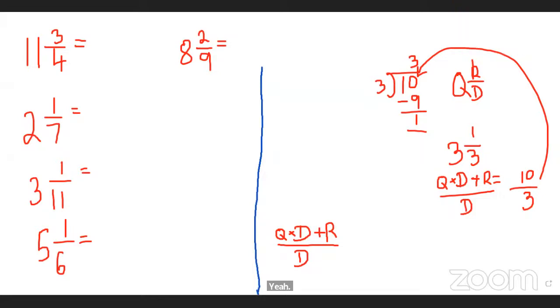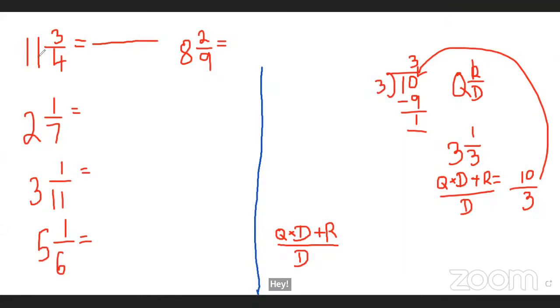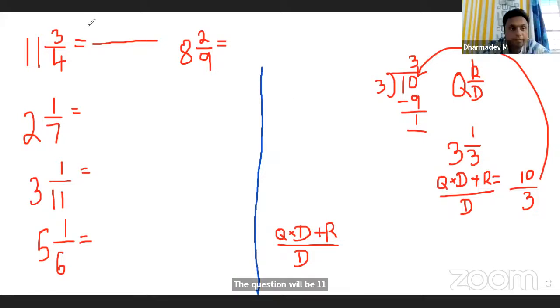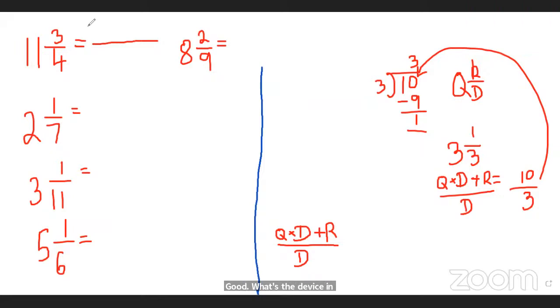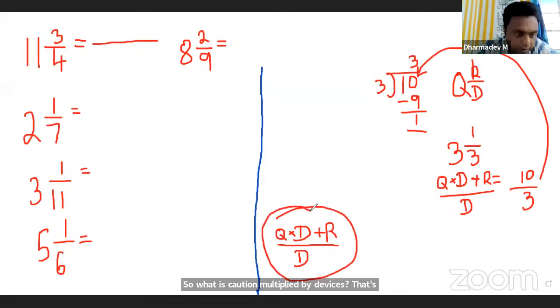Pertaining to the first question, can we do 11 whole number 3 over 4? Sure. Go back and place it in a division bar. Now, can you tell me in 11, 3/4, what is the quotient? The quotient will be 11. Good. What's the divisor? The divisor is 4. So what is quotient multiplied by divisor? That's the formula, the way to remember. Quotient multiplied by divisor.